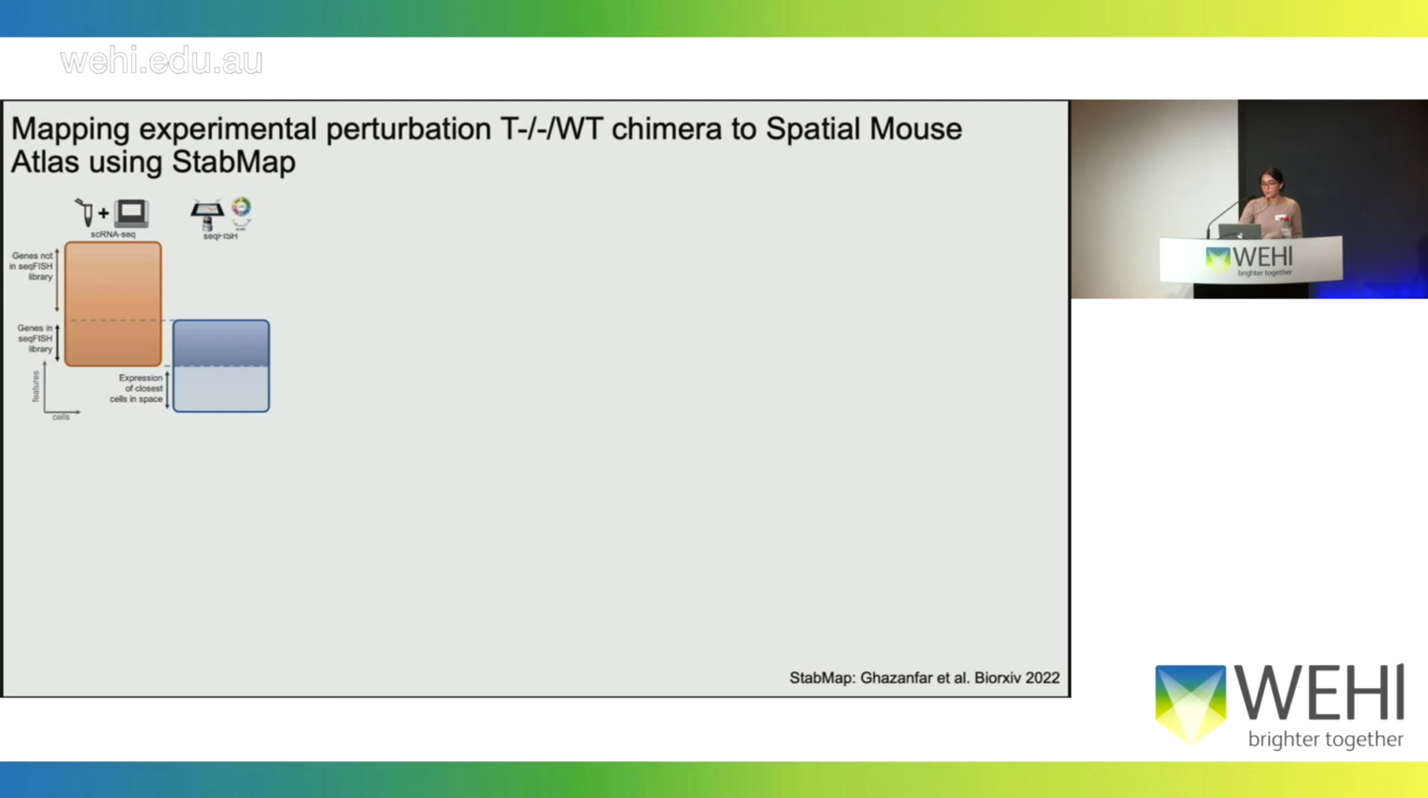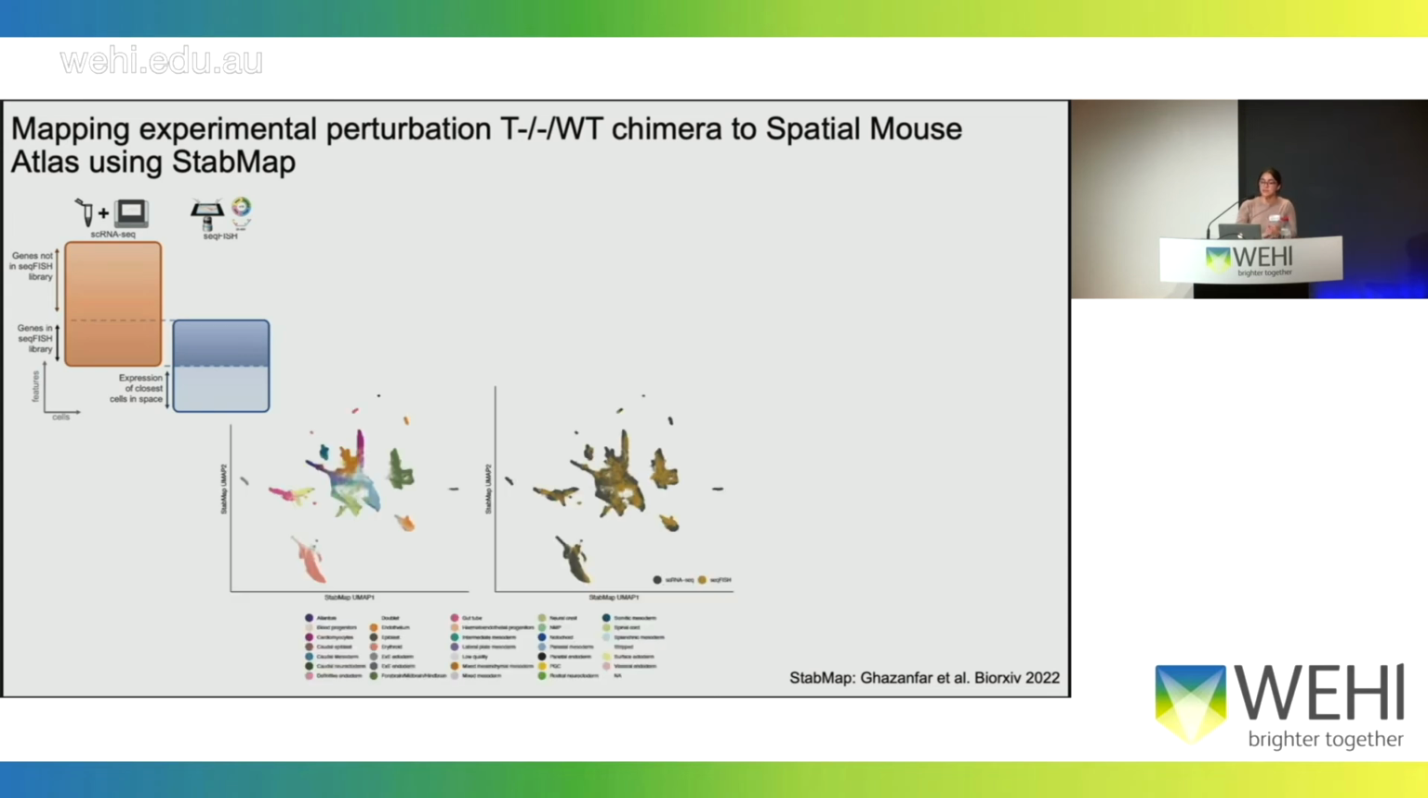one proof of principle that we did for this, where we took experimental perturbation cells. So these are cells that were captured using single-cell RNA-seq, and we used the genes that were not in the seqfish library, as well as the neighboring expression from our seqfish, to effectively stabilize our joint embedding into space. And so we find that we were able to get a very fine-grained mapping into a joint space.